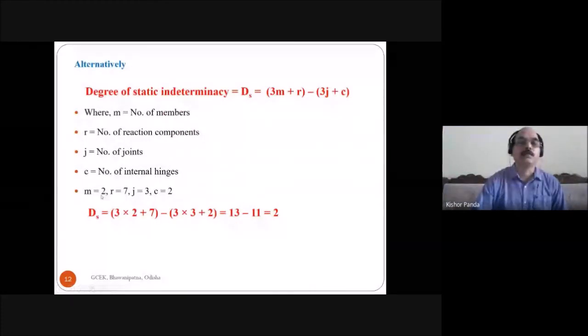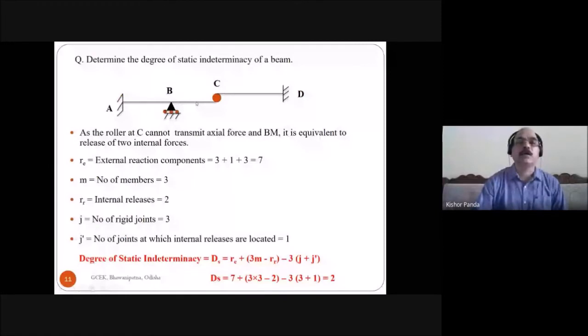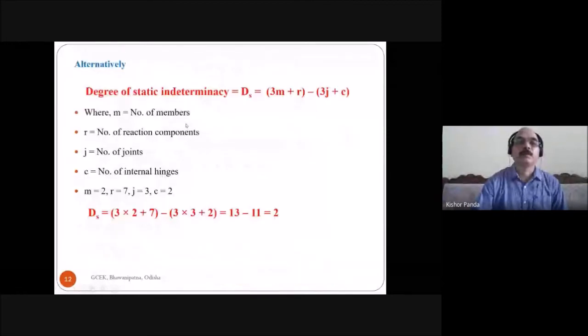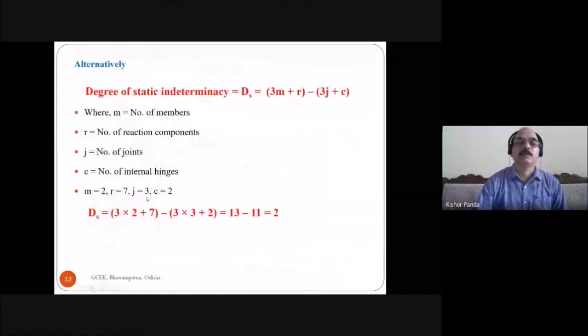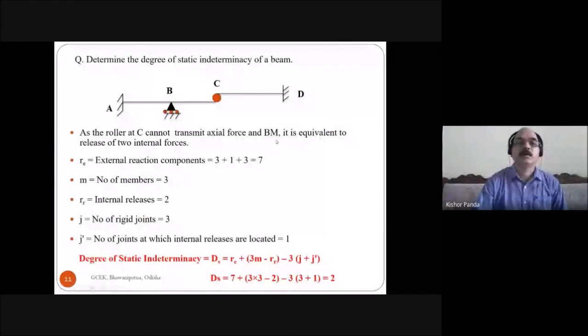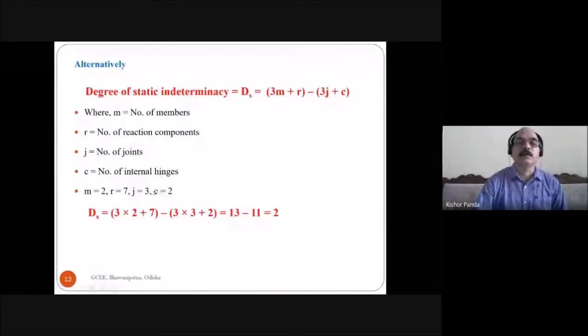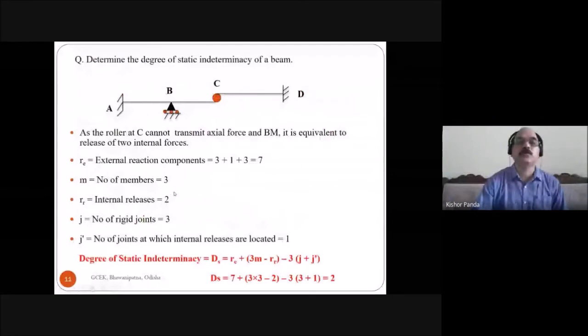Here also, the number of members you have to consider. This is one member, and this is one member, so the total is 2, and the total number of reactions is 3 plus 1 plus 3, which is 7. Then joints, you have to take 1, 2, 3, so 3 joints, and C is equal to 2. So you have to take one internal release for this beam and another internal release for this beam.